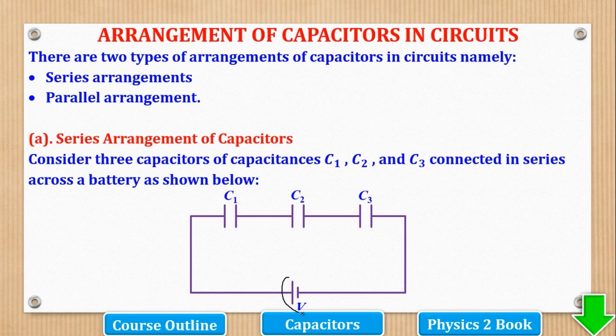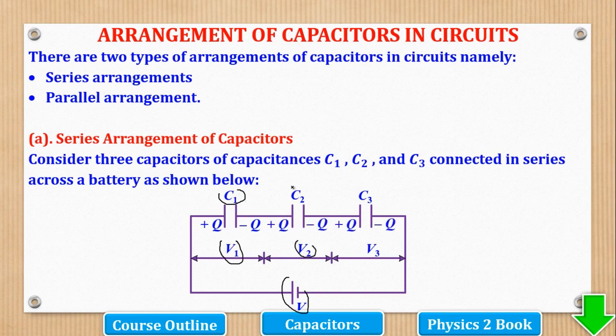Now, because of this PD, there will be charge on each of these capacitors and also a PD for each. So this PD V1 is the one across this capacitor, V2 is the one across this capacitor, and V3 is the one across this capacitor. Then because of the polarity of this dry cell or battery, this is a positive negative polarity, meaning that this part will be positively charged and this one will be negatively charged. Positively charged, negatively charged. Positively charged, negatively charged.